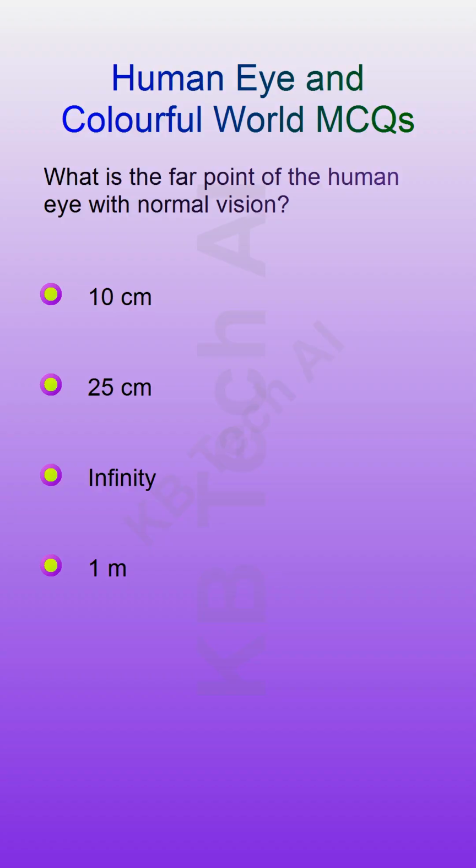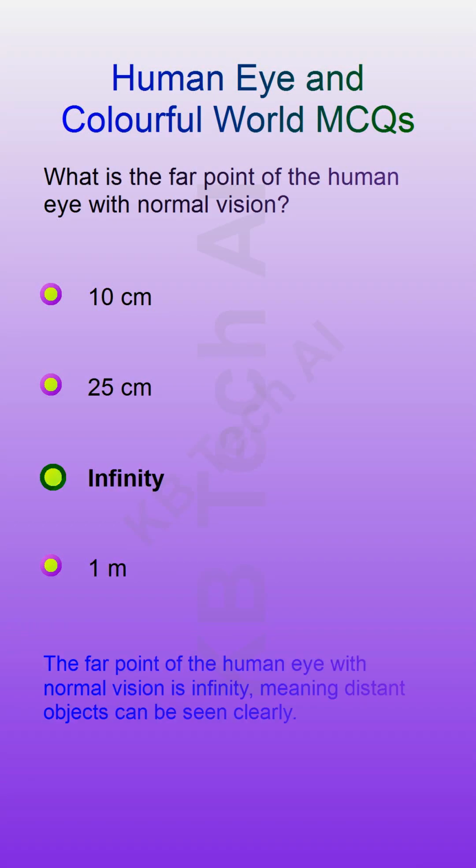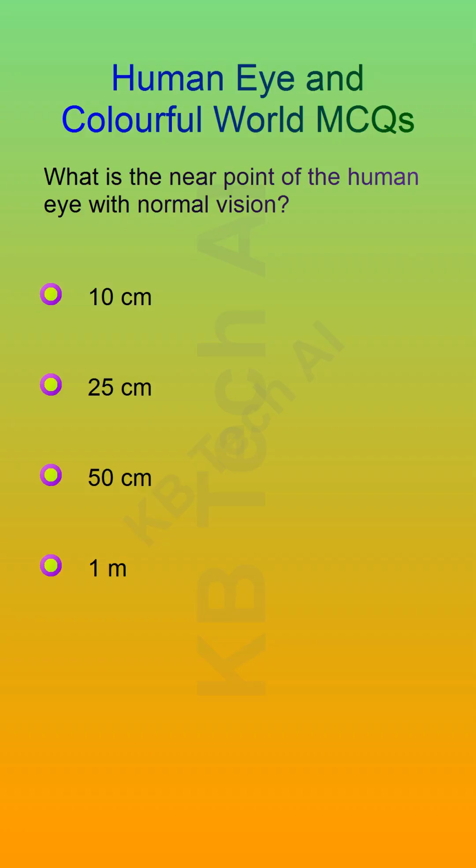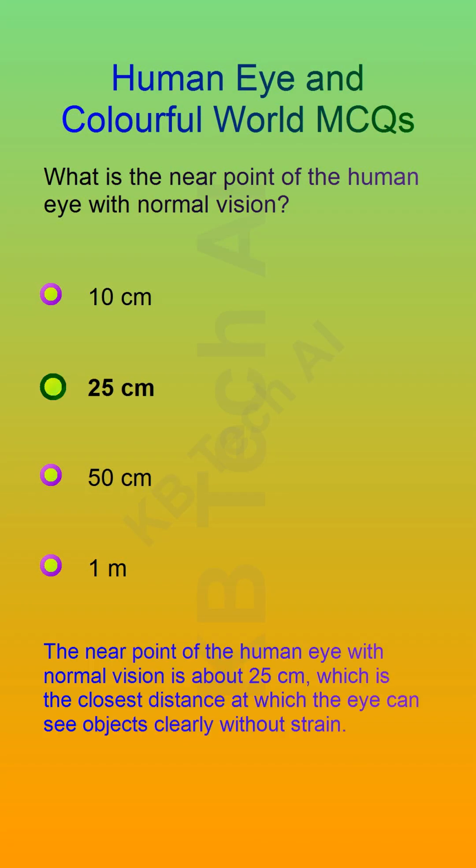What is the far point of the human eye with normal vision? Option 1, 10 cm. Option 2, 25 cm. Option 3, infinity. Option 4, 1 m. The answer is Option 3, infinity. What is the near point of the human eye with normal vision? Option 1, 10 cm. Option 2, 25 cm. Option 3, 50 cm. Option 4, 1 m. The answer is Option 2, 25 cm.